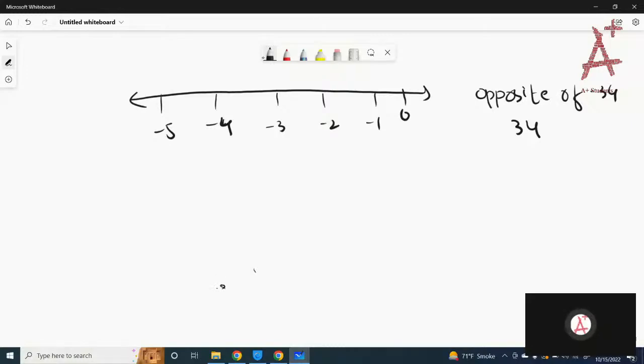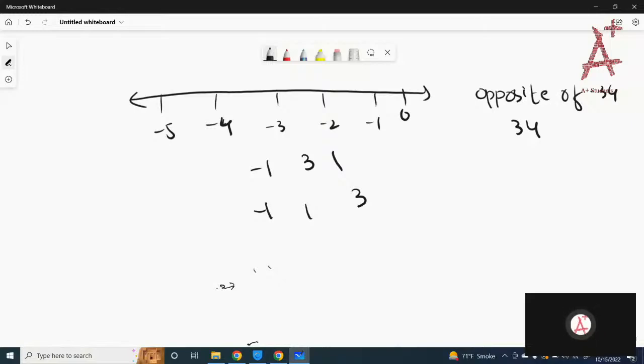Okay, the next one is to put integers in order: -1, 3, and 1. You have to arrange them in order. So the least one is -1. Then you have 1 and then you have 3. Got it? So you can complete the test by yourself later today. I'm just moving on to the next topic.